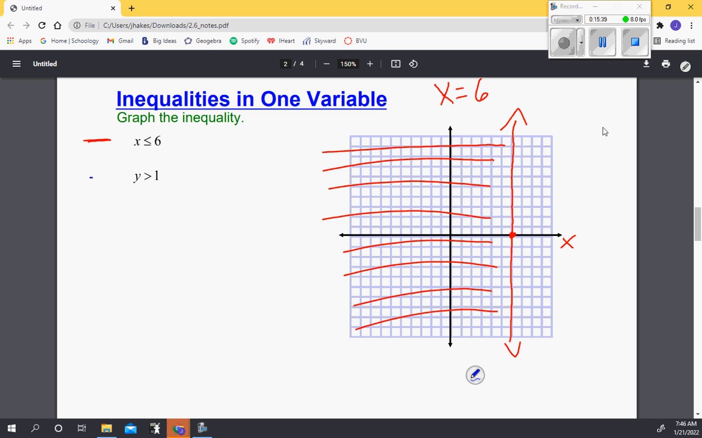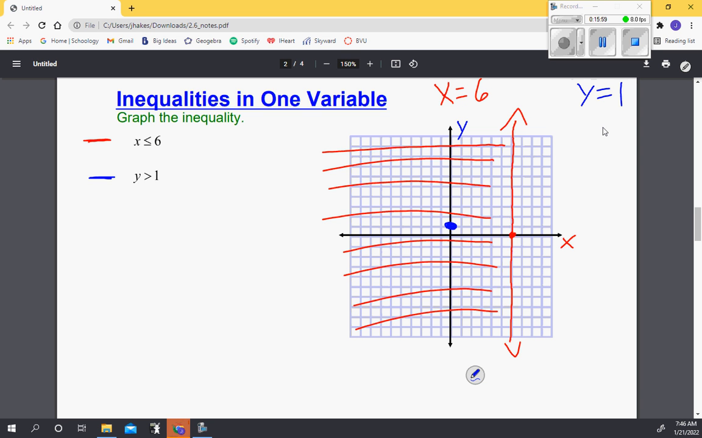Now let's focus on this one. Y is greater than 1. I'll rewrite this up top, because y is equal to 1. We go back to that because that looks more familiar to us. Y equals 1. That was on our y-axis. We put a point right at 1.